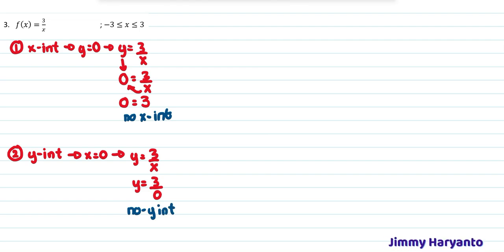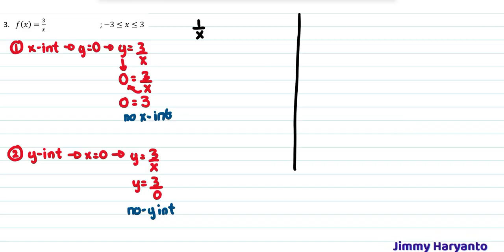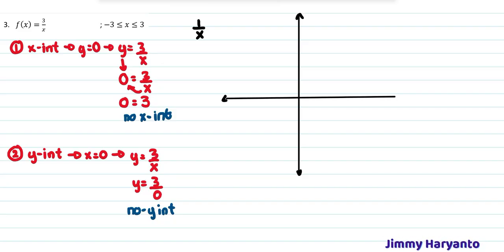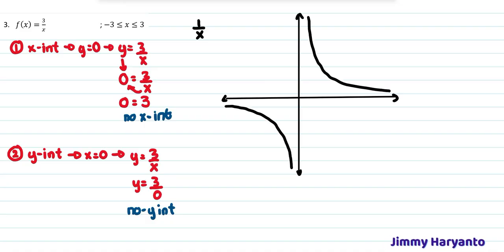Why does this function not have an x and y intercept? Because it's just like 1 over x, the one that I already showed to you before. The graph is split into two parts. One of them is right here and the other one is right there, but as you can see, the curve doesn't touch the x-axis and it doesn't touch the y-axis. That means there is no x-intercept and y-intercept.